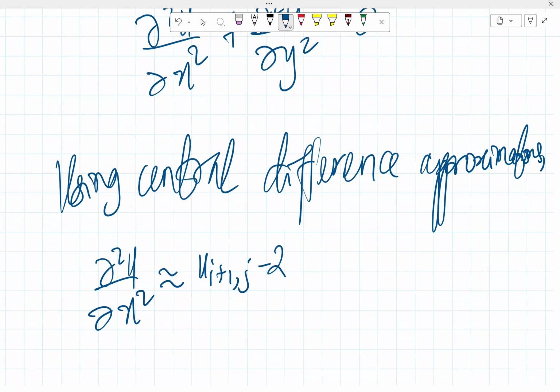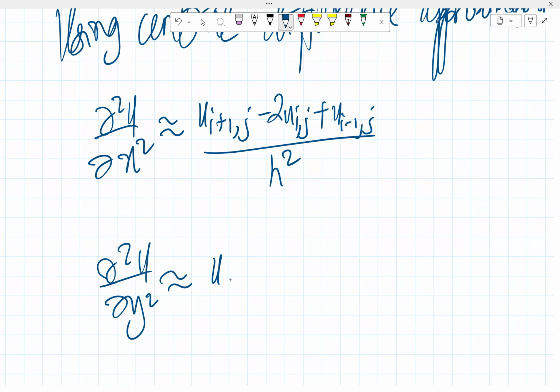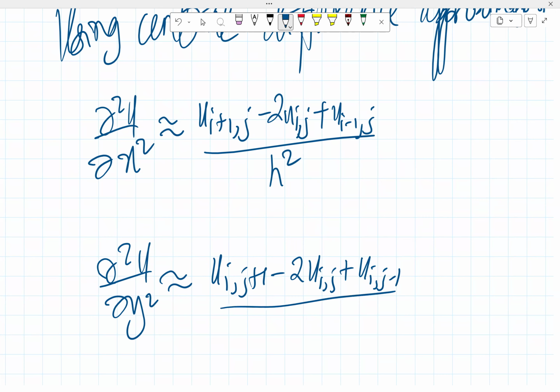Then partial squared u, partial y squared is approximately, now the focus, this is on x, right? So i plus 1. So you're updating the x here, but here it's on y, so it shifts to j plus 1. So you have u i,j+1 minus 2u i,j plus u i,j-1 all over h squared.